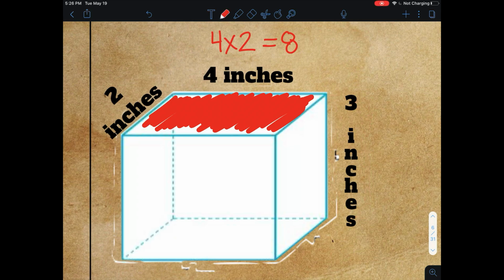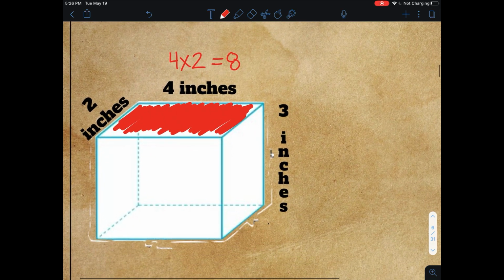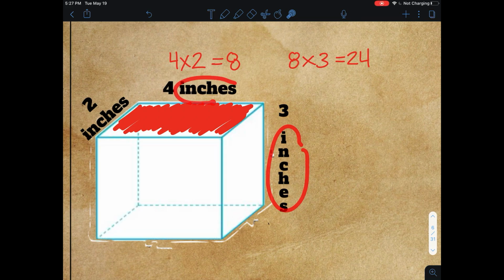So we're going to do pretty much what we did earlier. We're going to take that 8. Let me make this a little bit thinner. We're going to take the 8 and multiply it times 3, and that gives us 24. Now the volume is 24, but it's not cubic units. These are inches right here.